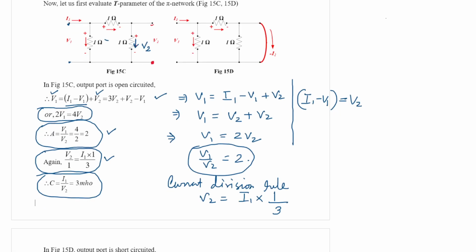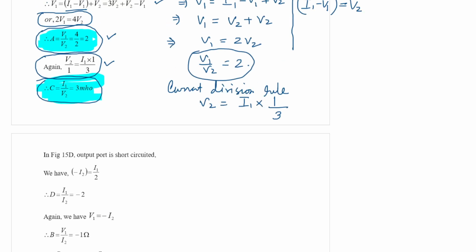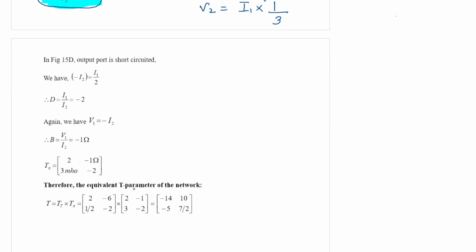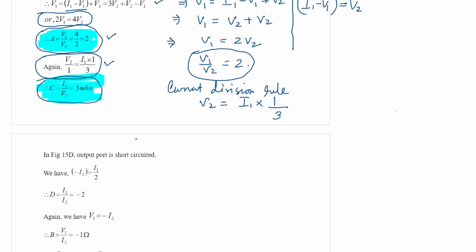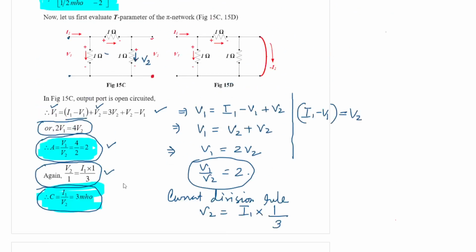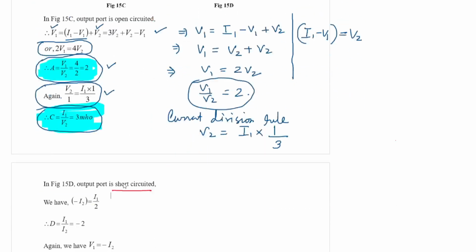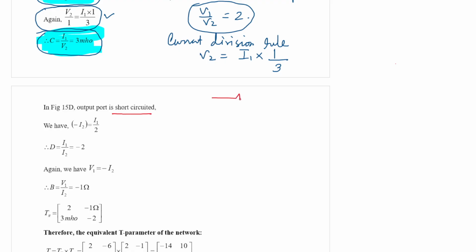Now A is solved and C is solved. Now left are B and D. Let us solve those. Now let us make the output port short circuited. Okay, let me draw the circuit once again. It is a pi network of 1 ohm each. So let me short it again.